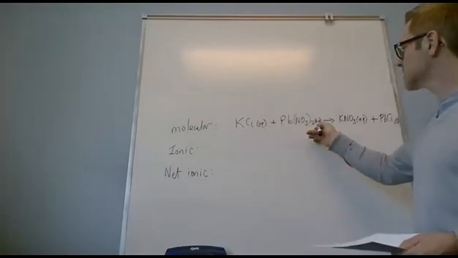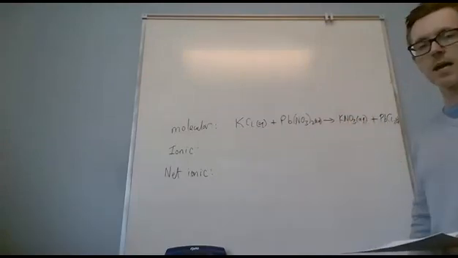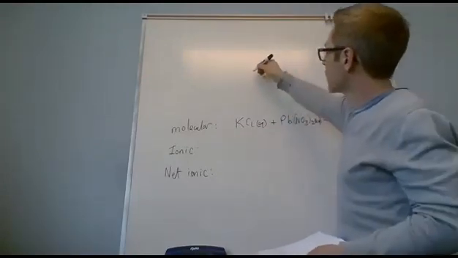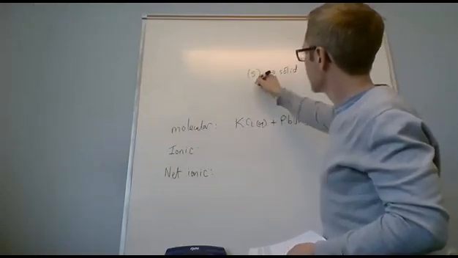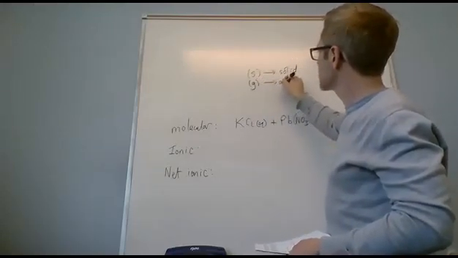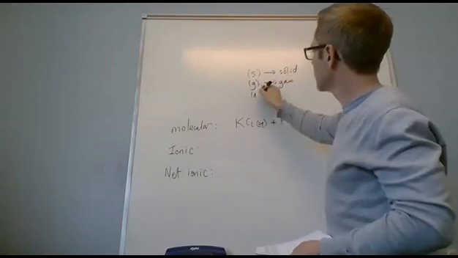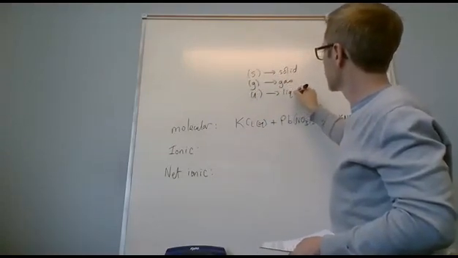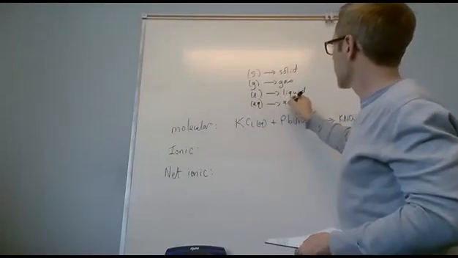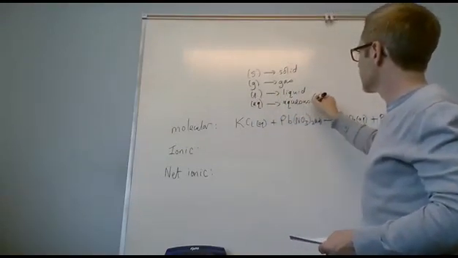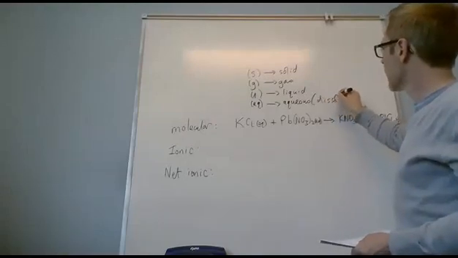Notice I've added the state that the chemical's in. So if I write S, you know it's a solid. If I write G, you know it's a gas. If I write L, you know it's a liquid. And if I write AQ, it's aqueous. That means dissolved in water.